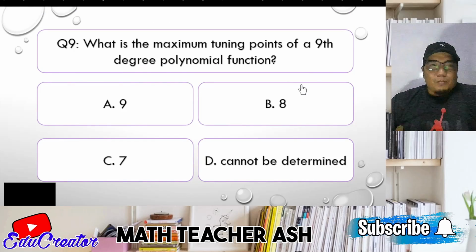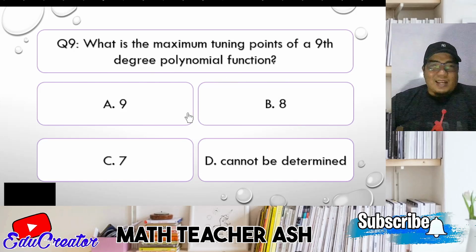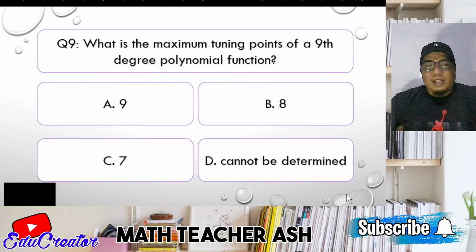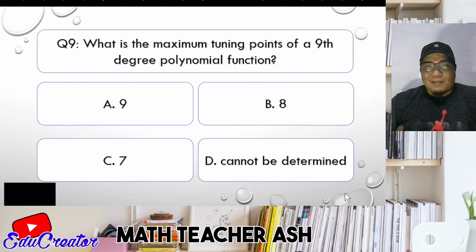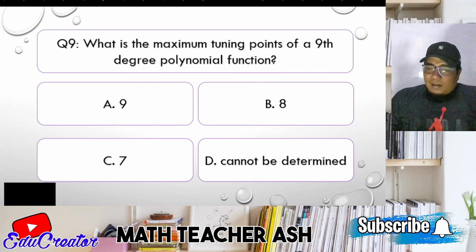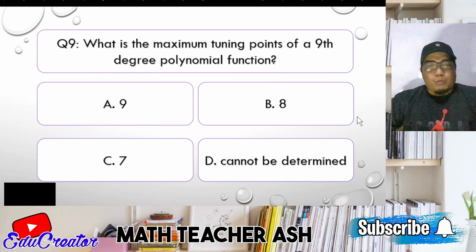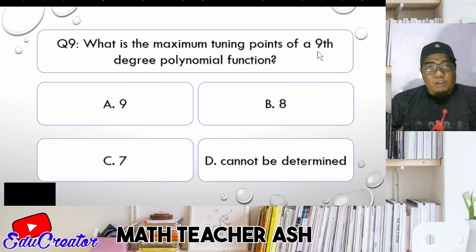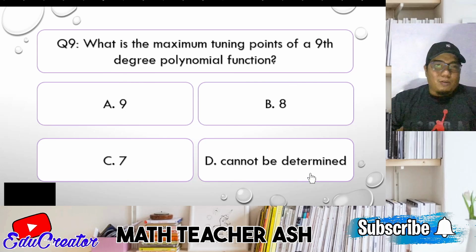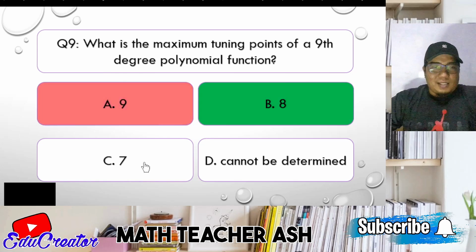What is the maximum turning points of a 9th degree polynomial function? Is it A, 9, B, 8, C, 7, or D, cannot be determined? I'll give you 5 seconds to answer this question. Okay, math learners, napakadali lang ng question na ito. Sabi ko nga kanina, para malaman nyo ang maximum turning points, what you will do is you get the degree, you subtract it by 1. So 9 minus 1, 8. So ito na yun. Ayan, easy lang talaga, right?